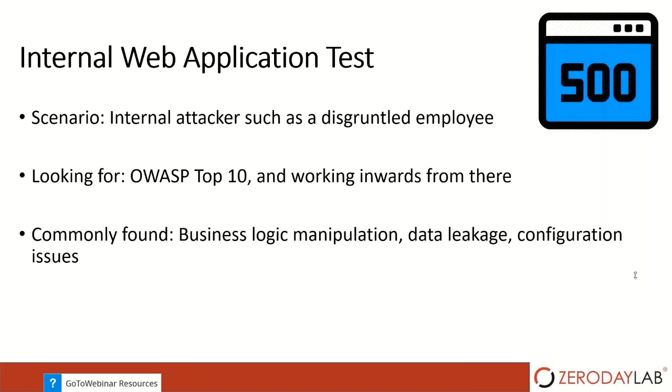Once again we look for the OWASP top 10 issues, but we work inwards from there. So we look more into privilege escalation, business logic manipulation, easy ways to hide vulnerabilities in plain sight, data leakage, any ways for maybe an attacker to siphon off data from your database or clients or something along those lines.